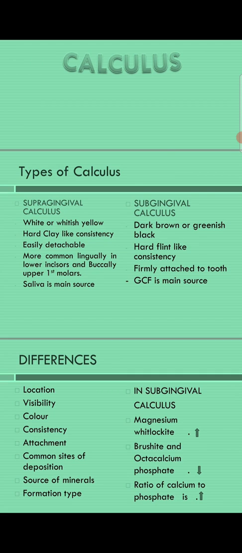Meaning in subgingival calculus, the most abundant crystalline form is magnesium whitlockite, but in supragingival it is brushite and octacalcium phosphate. Third, the ratio of calcium to phosphate is greater in subgingival calculus as compared to supragingival calculus. These three differences are very, very important. The supragingival and subgingival calculus differences are very important for MCQs, like color, consistency, attachment, source, crystalline form, and ratio of calcium to phosphate.